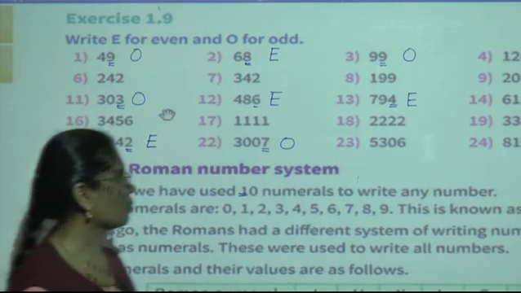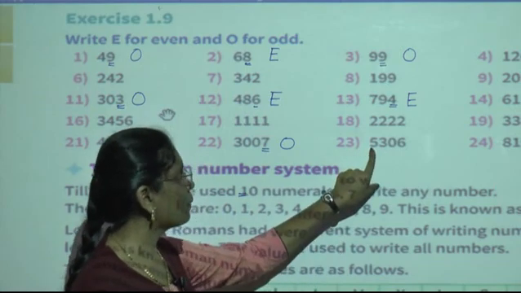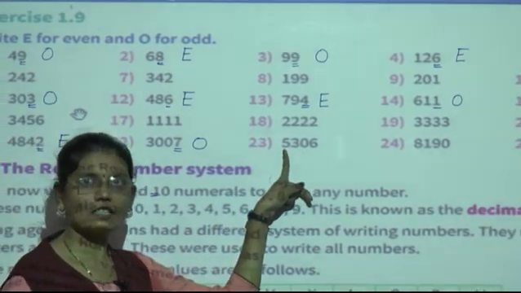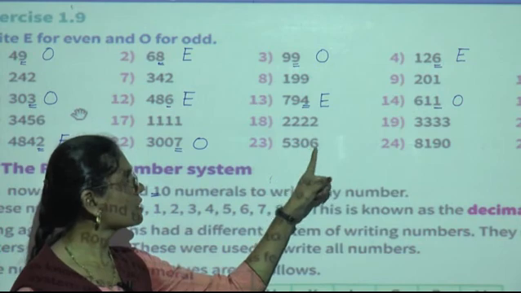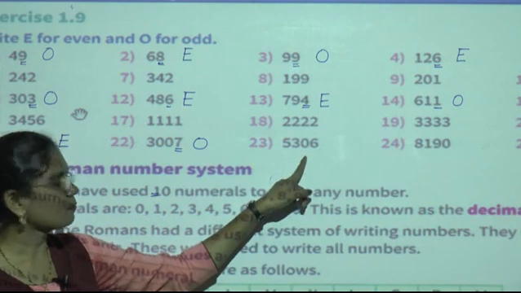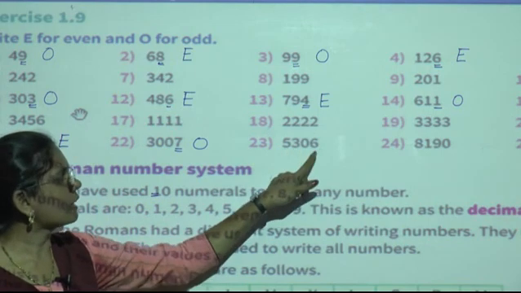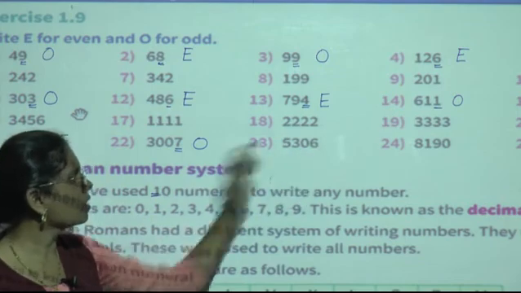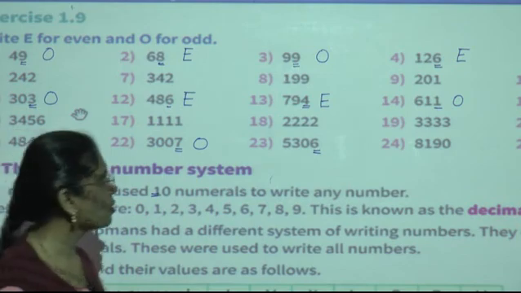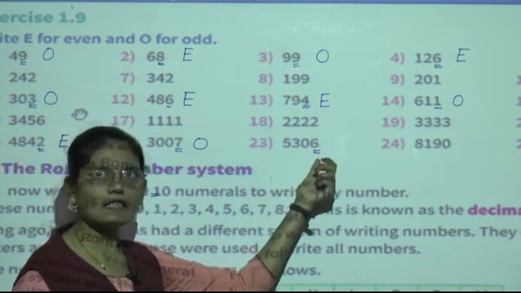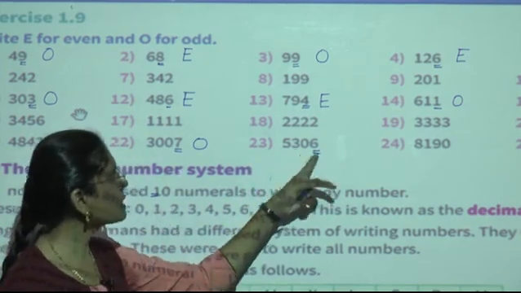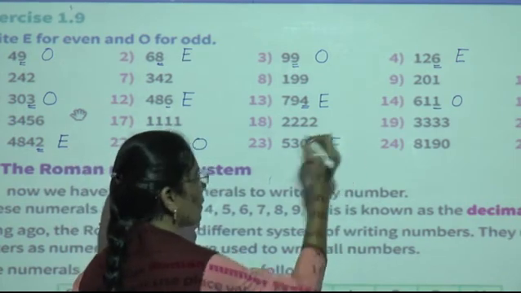Okay. Now, move to the next example. Read in your mind. Try to read this 4-digit number. Yes, this is the ones place, this is the tens place, this is the hundreds place, and this is the thousands place. So the number is 5306. In this number, at ones place 6 is there, isn't it? So if the ones place number is even, then the whole number will be even. So 5306 is an even number.